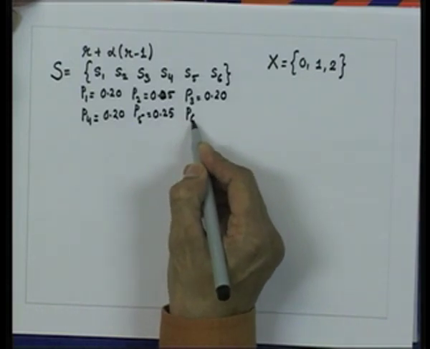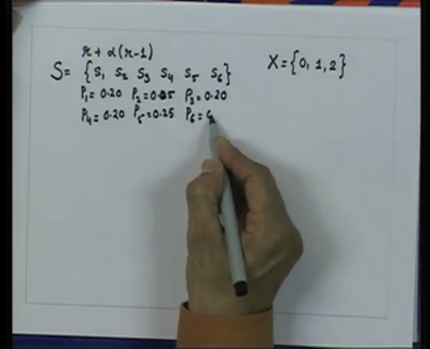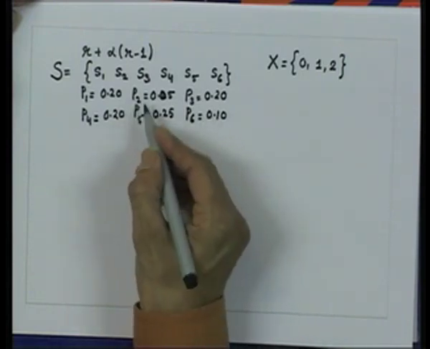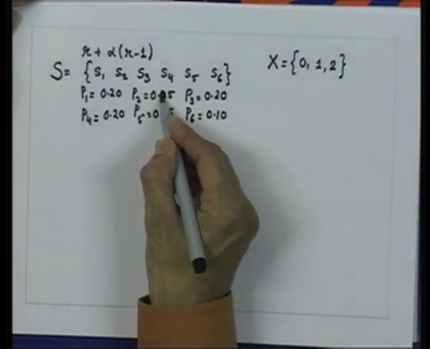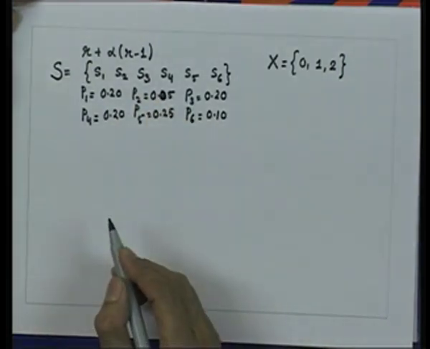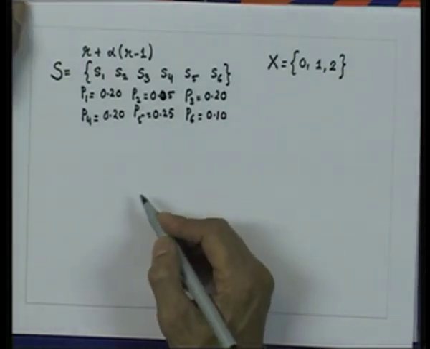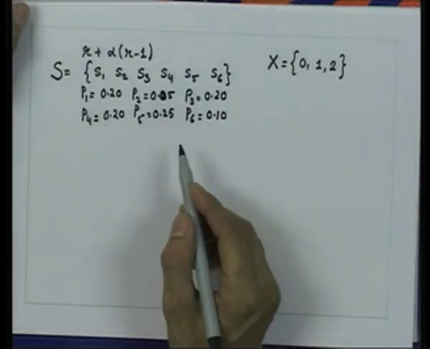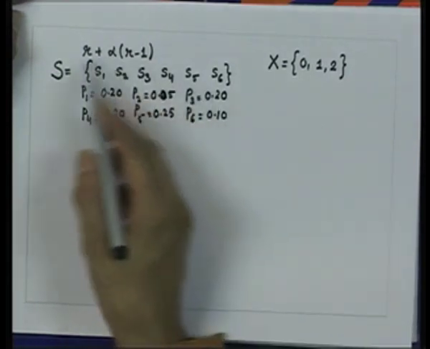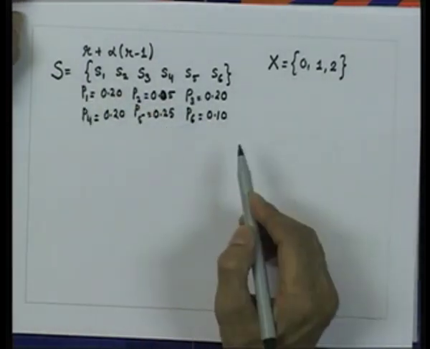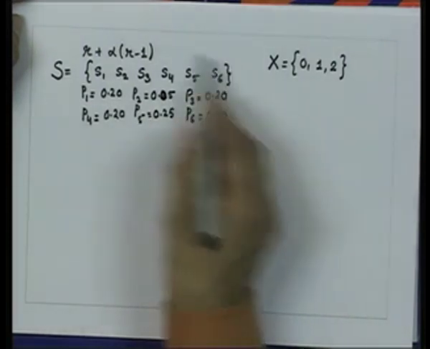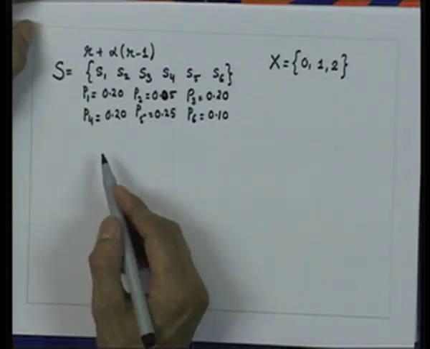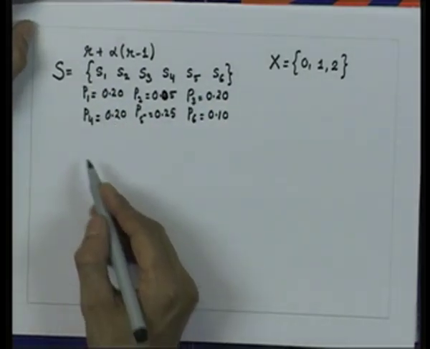0.25 and P6. So, probability of S2 is 0.05. So, the first step to generate the non-binary Huffman code for this source with this code alphabet is to arrange the symbols in the descending order of probability.